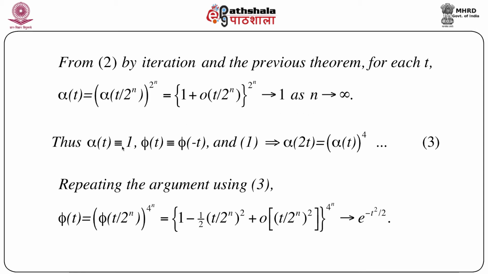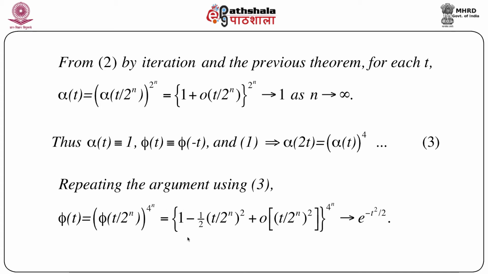Alpha t is very close to 1, so we can immediately say that phi t is more or less very close to phi of minus t, which immediately implies from 1 that alpha of 2t is alpha t whole to the power 4. And now repeating again the same argument and using equation 3, we can write phi t as phi of t by 2 to the power n, whole to the power 4n.